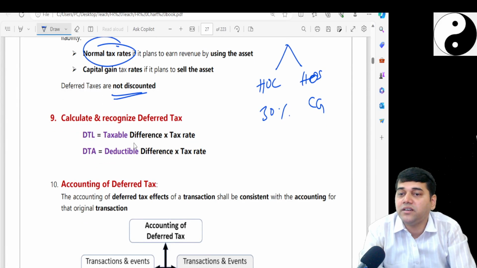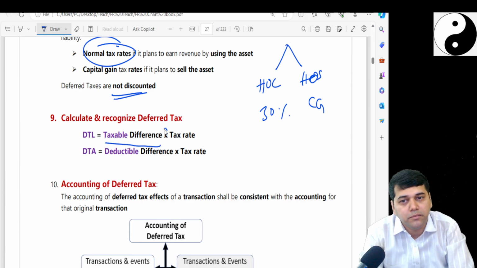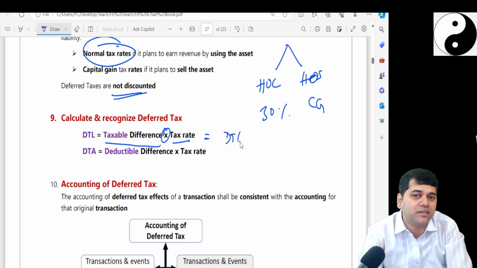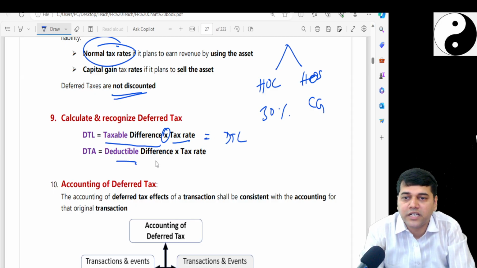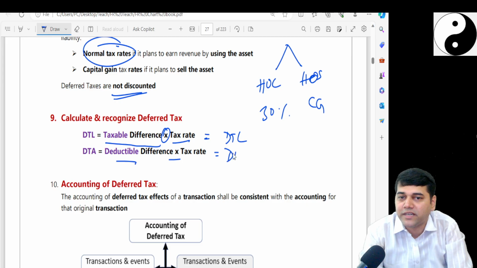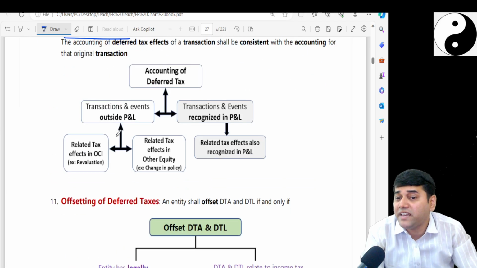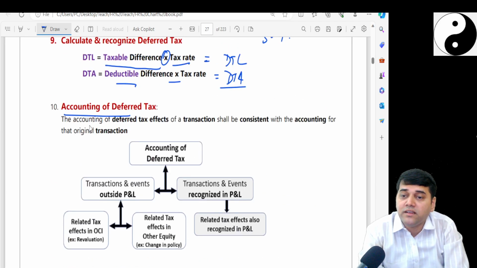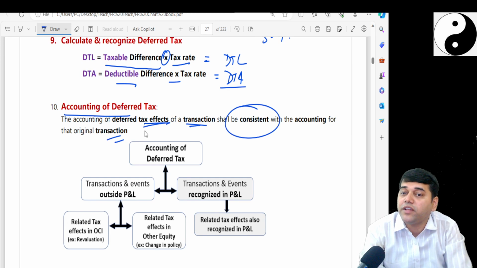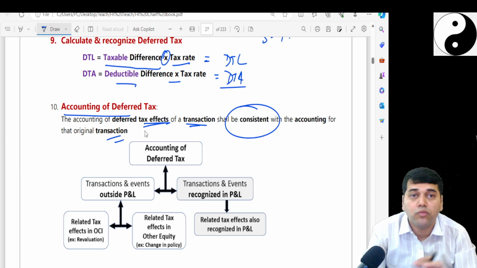So the last is to calculate the tax, which even a 4th or 5th standard student can do. Taxable difference, multiplied by the tax rate, you get the deferred tax liability. Deductible difference multiplied by the tax rate, deferred tax asset, which we have to set off. And last is the accounting, which is again very simple. It says that the accounting of the deferred tax effect of a transaction shall be consistent with the accounting of the transaction itself. What is the meaning of this?